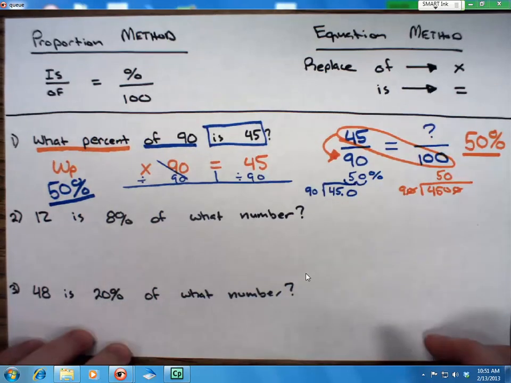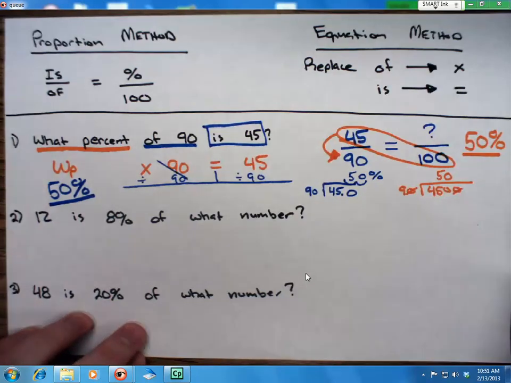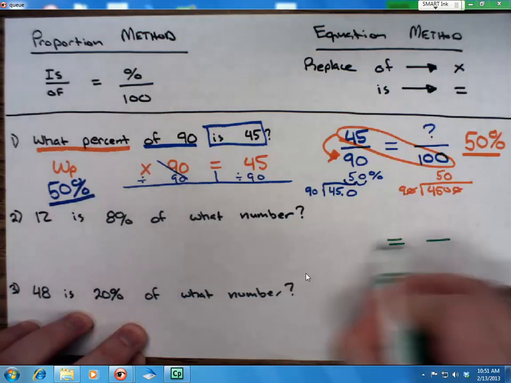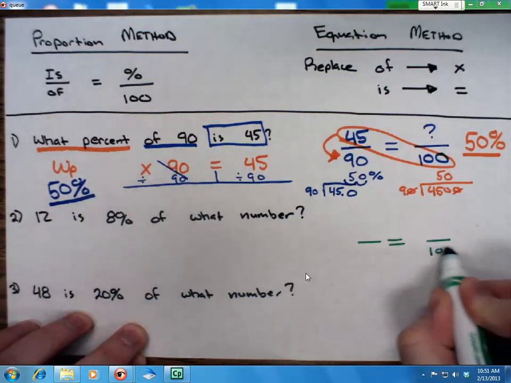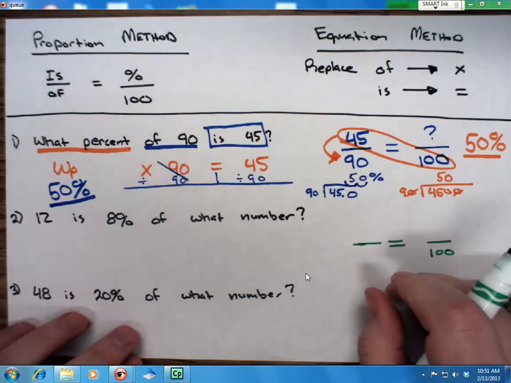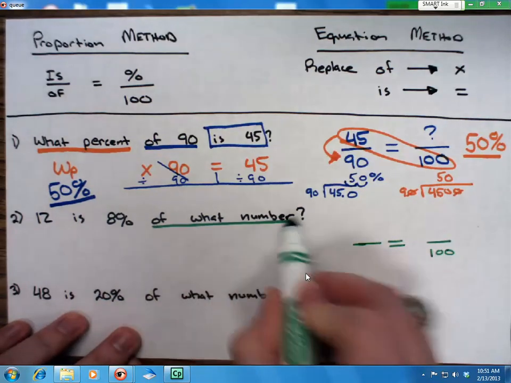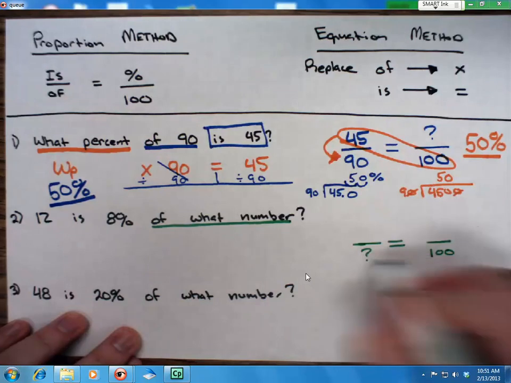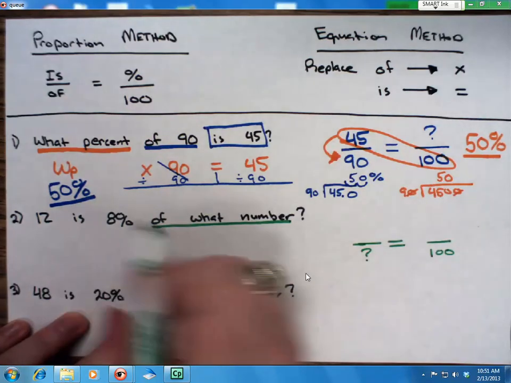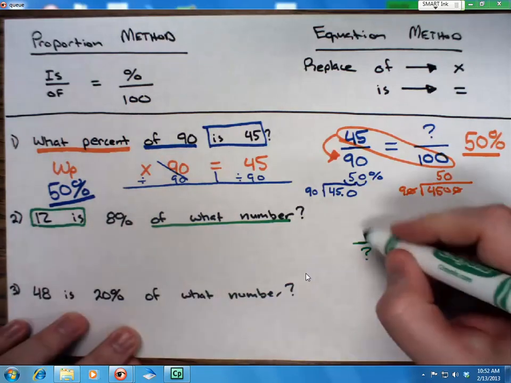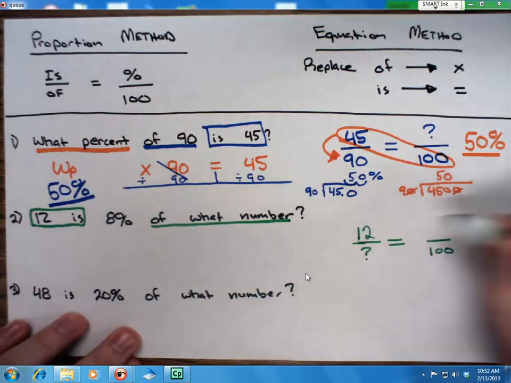All right, let's take a look at number 2. Number 2, again, we could do it the same way. I could set up my proportion method. I know that my 100 is going to be over here. I don't know the other numbers, though. Let's take a look. It says, of what number? So I don't know what my of is. That's what I'm looking for. And it says 12 is, so that 12 goes in my is right here. And then it says 8%.